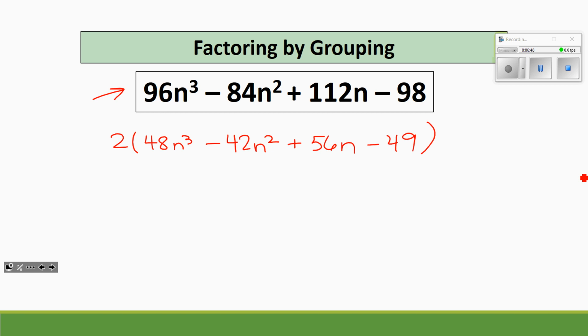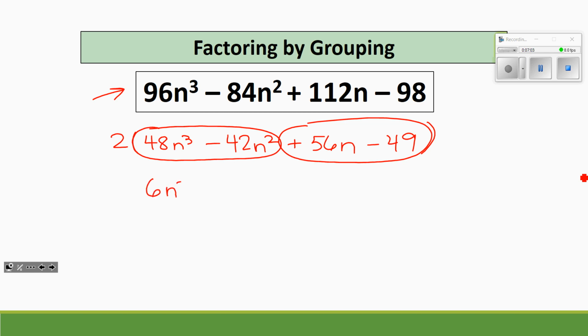But now we're just going to look at the two pairs. What we have left are 4 terms. So we're going to factor by grouping. The first group is 48n cubed minus 42n squared. We can factor out a 6n squared. If we divide each term by 6n squared, that leaves an 8n minus 7. So when we factor this one, we should have 8n minus 7.